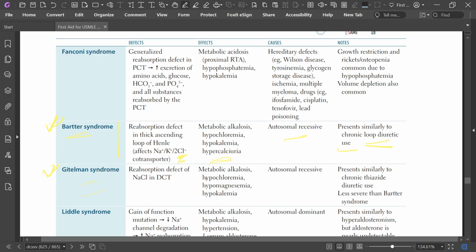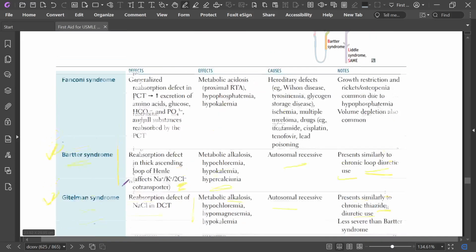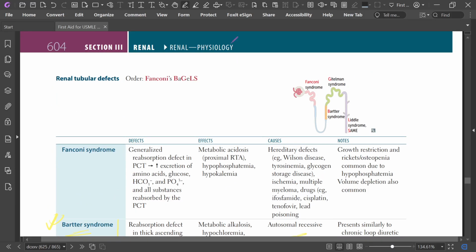And Gitelman is just like chronic thiazide diuretics. It causes a reabsorption defect of sodium chloride in the DCT. So there is metabolic alkalosis, hypokalemia, hypomagnesemia, and hypochloremia. It is also autosomal recessive. And there are other syndromes too. So Bartter works here, the thick ascending limb of the loop of Henle. Gitelman works here.